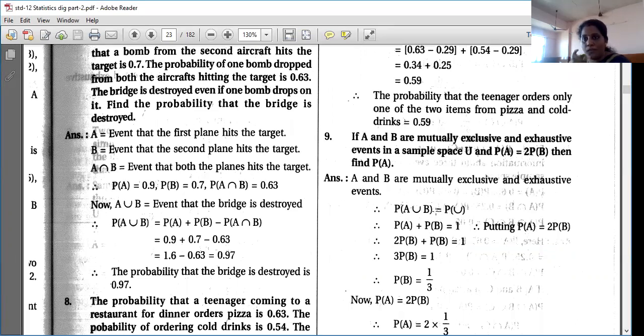We will always consider P of U as 1. What is the value of P of U? It is 1. So the P of A union B formula you have to write, and the value of P of U you have to write.